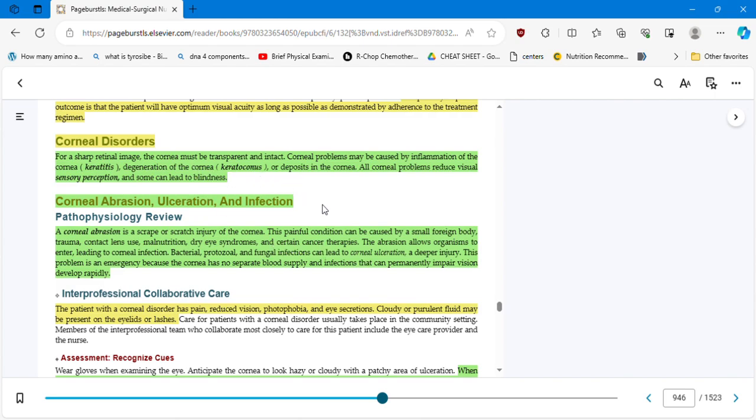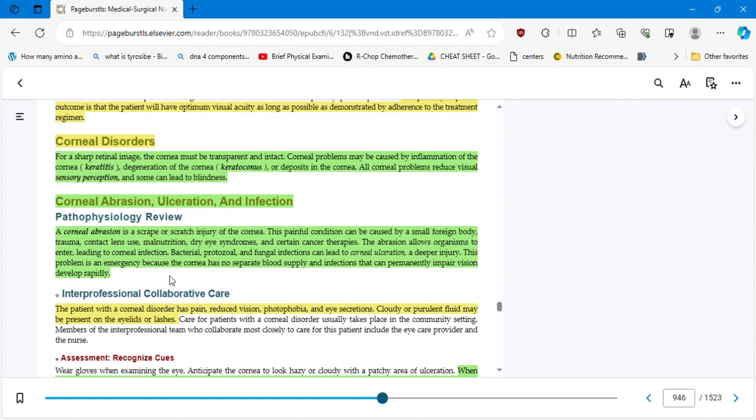Corneal problems might be caused by inflammation of the cornea, which is called keratitis, degeneration of the cornea, keratoconus, or deposits in the cornea. All corneal problems reduce visual sensory perception, and some can lead to blindness. Now, corneal abrasion, ulceration, and infection.